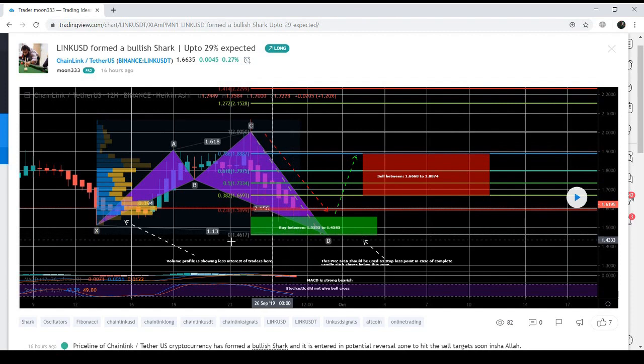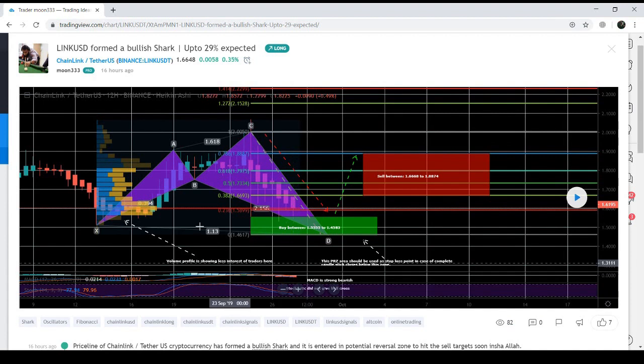If we see the volume profile, which I've placed on the complete price action of this pattern, we can see the traders' interest is very low within the potential reversal zone. The MACD is strong bearish, and the stochastic is almost oversold but did not give any bull cross so far. So we can wait for the MACD to turn weak bearish or for the stochastic to give the bull cross, and after that we can take the long position or buy.